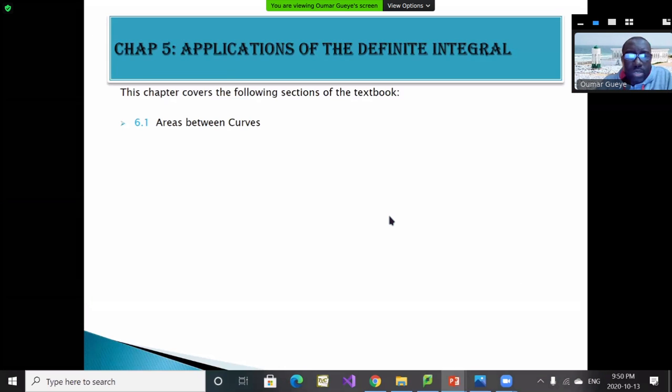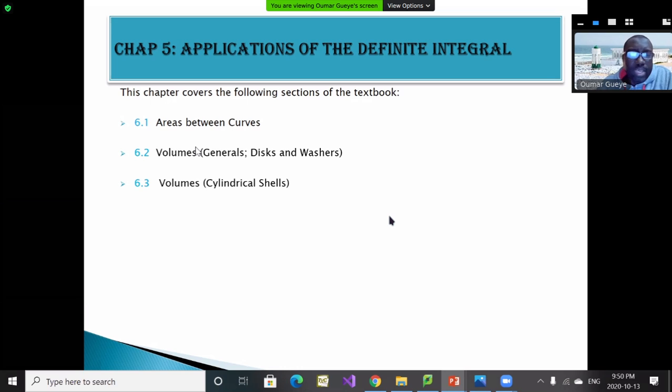So we'll cover the following sections of the textbook. 6.1, that's exactly what we will cover today. And tomorrow we'll cover 6.2. The rest we'll cover next week. So here we'll see 2 methods in 6.2, two techniques to calculate the volumes, and the third one will be covered next week, the cylindrical shell method. So we have the disk method, the washer method, and the cylindrical shell method. So 3 methods to calculate the volumes.